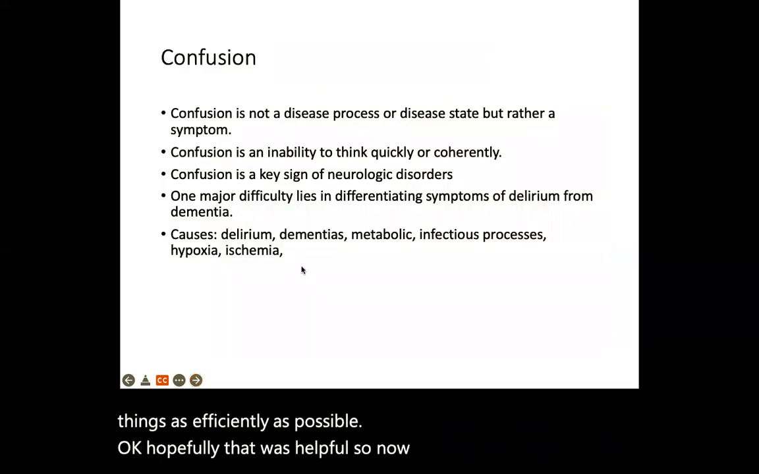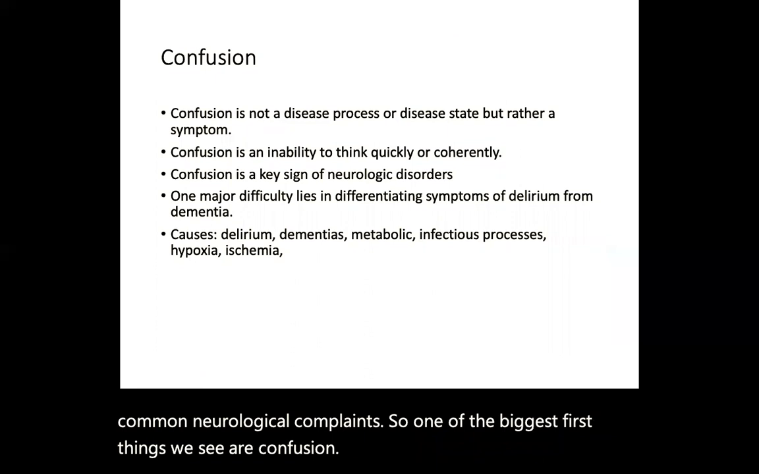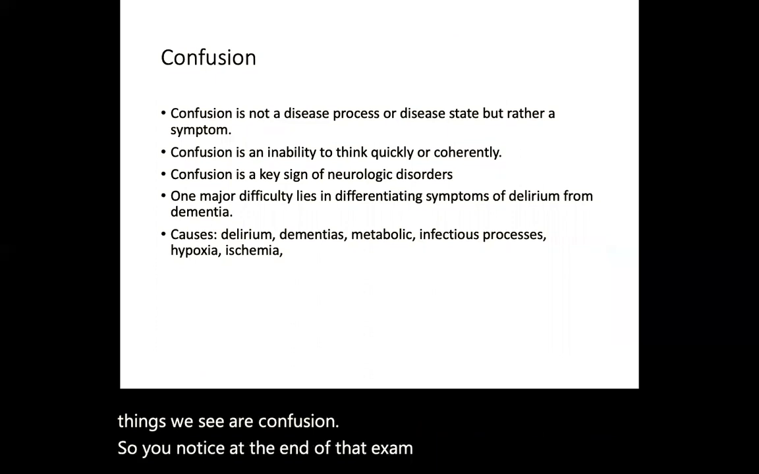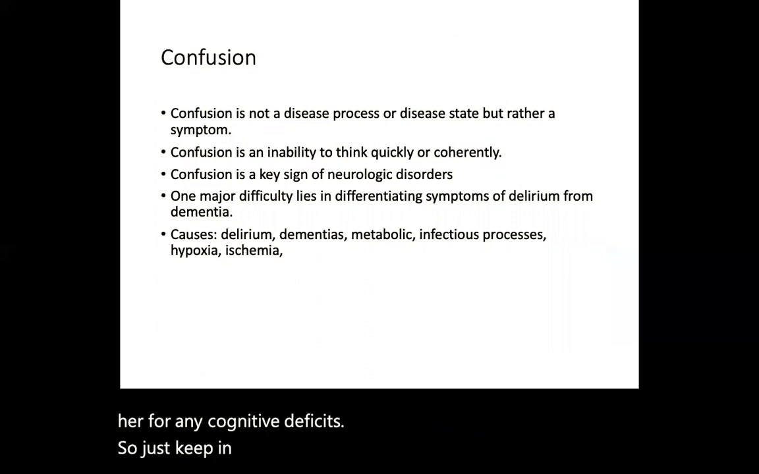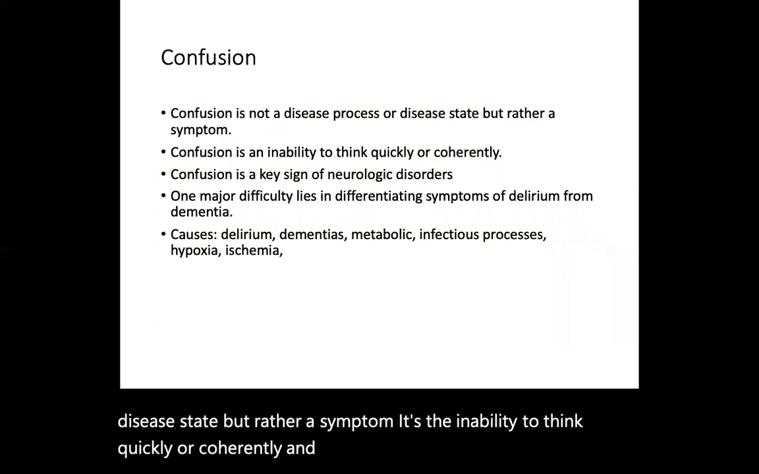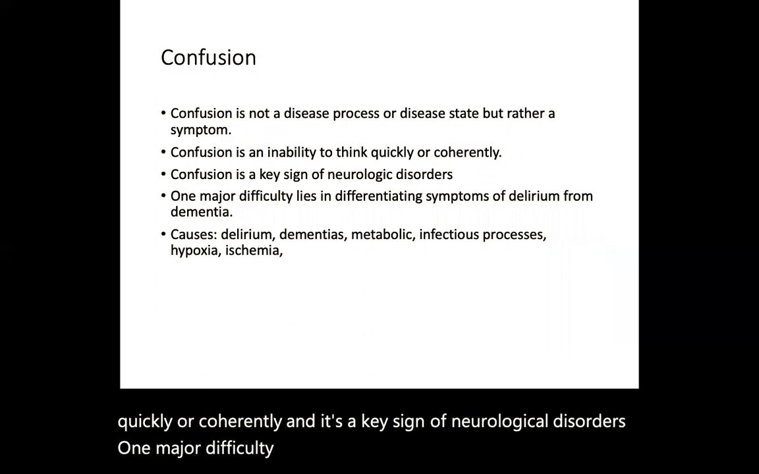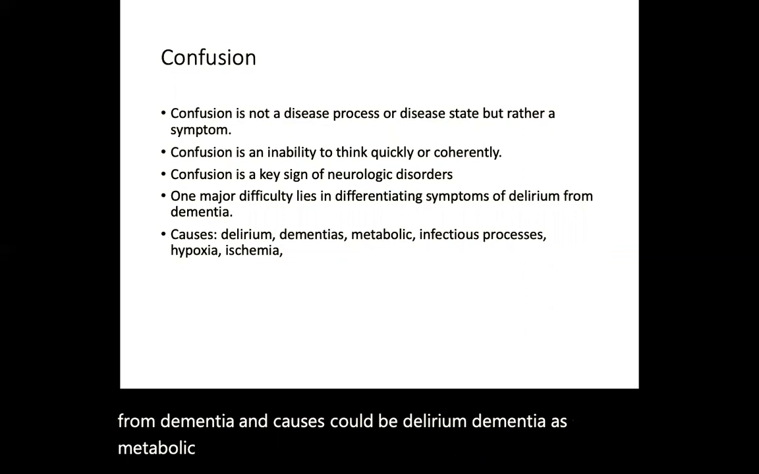So now let's just get into the basic common neurological complaints. So one of the biggest first things we see is confusion. So you notice at the end of that exam, he went into just examining her for any cognitive deficits. So just keep in mind, confusion is not a disease process or a disease state, but rather a symptom. It's the inability to think quickly or coherently, and it's a key sign of neurological disorders. One major difficulty lies in differentiating symptoms of delirium from dementia. And causes could be delirium, dementias, metabolic, infectious processes such as a UTI.